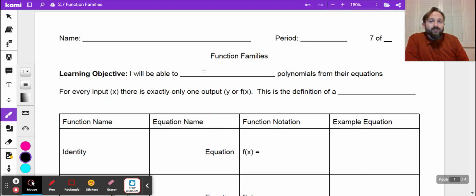Our learning objective is to be able to describe polynomials from their equations. So remember back to this definition. For every input x, there's exactly one output, which we will refer to as y or f of x. This is the definition of a function. So let's dive into this.